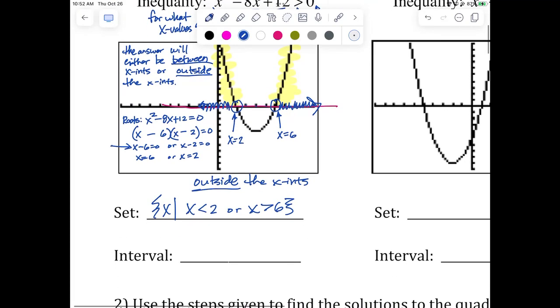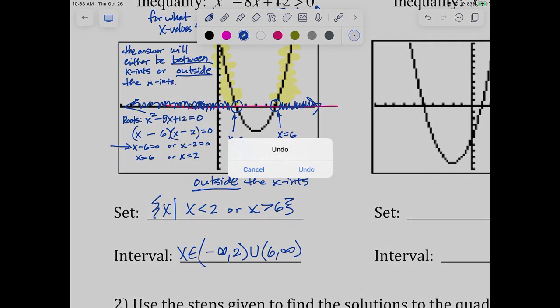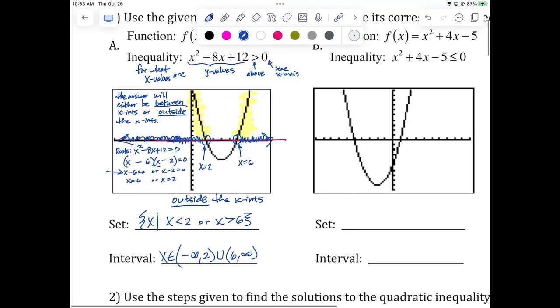What's that going to be in interval notation? Well, it's x epsilon, and we need a placeholder to the left of 2. What's our placeholder for the left of 2? How far to the left of 2 are we shading? All the way to -infinity, right? So it's -infinity up to 2, union 6 to infinity. Remember doing set and interval notation? There you go. There's the answer.